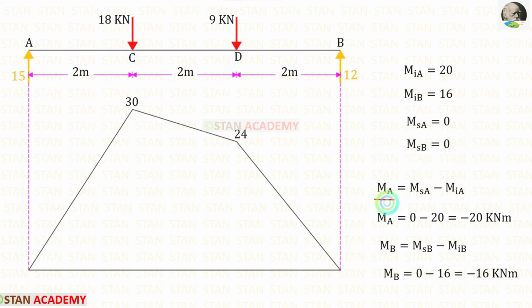Let us find M_A. The formula is M_SA minus M_IA. We have found M_IA and M_SA. Let us apply both of them. Finally, for M_A, we will get minus 20 kilonewton meter. Let us find M_B. The formula is M_SB minus M_IB. We have found M_IB and M_SB. Let us apply both of them. Finally, for M_B, we will get minus 16 kilonewton meter. For M_A and M_B, we have got negative values. That means both of them are hogging moments.